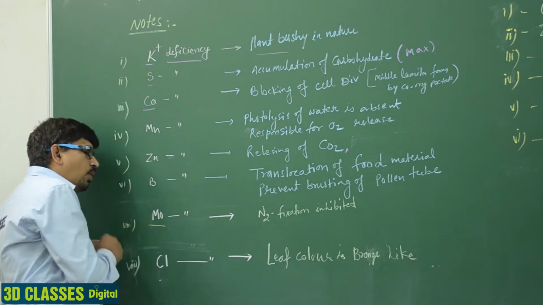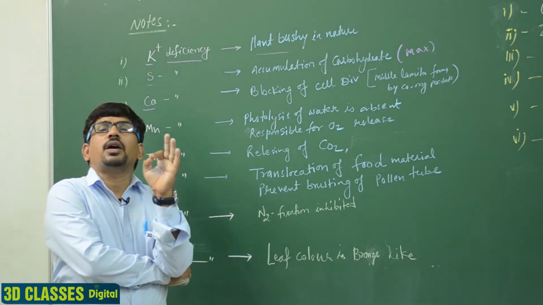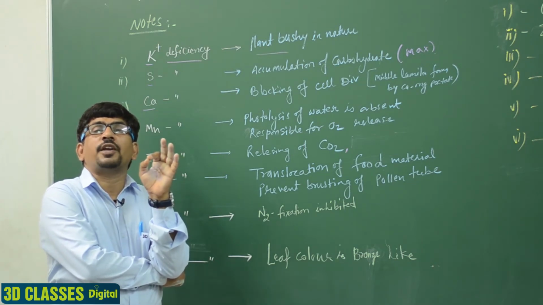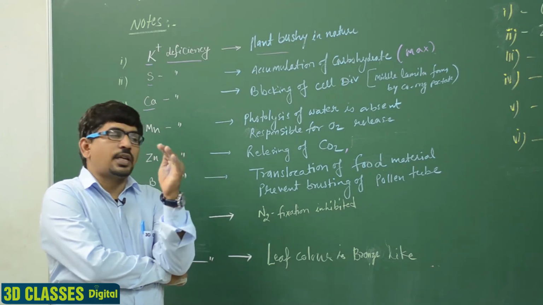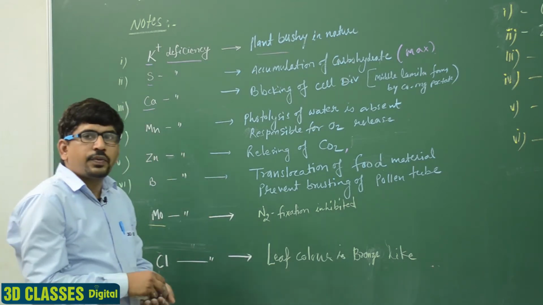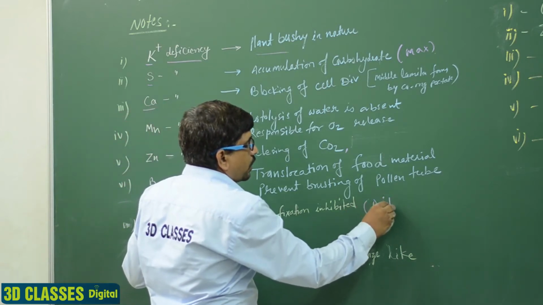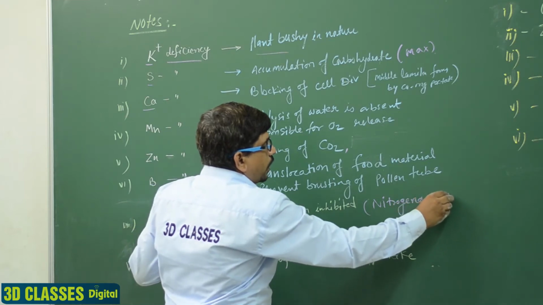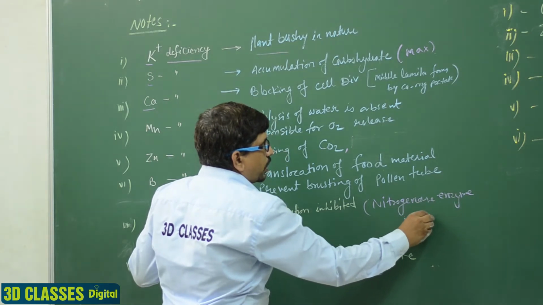Next is Mo, molybdenum. Molybdenum is a component of the nitrogenase enzyme, because the nitrogenase enzyme is made up of the Mo-Fe protein, and due to the deficiency, the nitrogenase enzyme is not activated, so nitrogen fixation is limited. It means the nitrogenase enzyme is not activated.